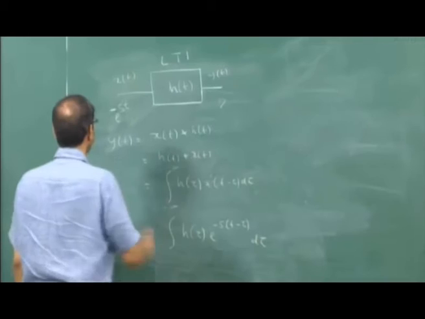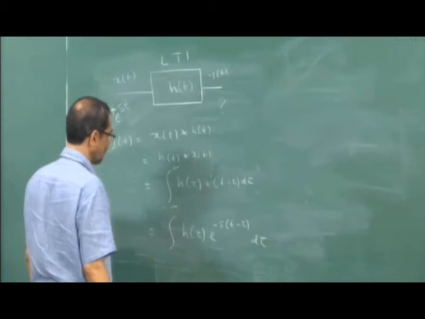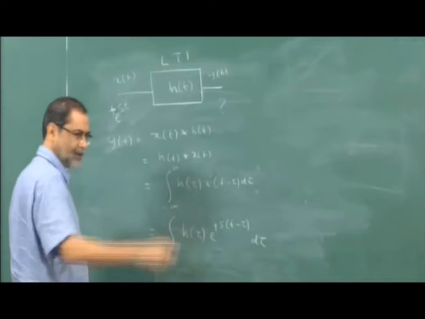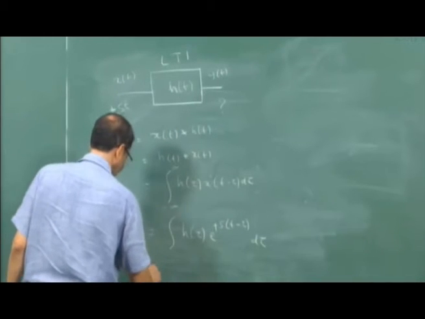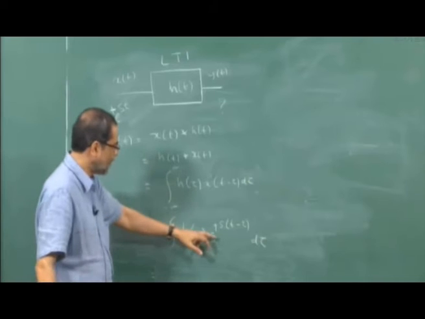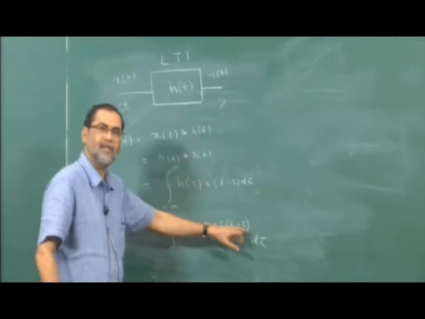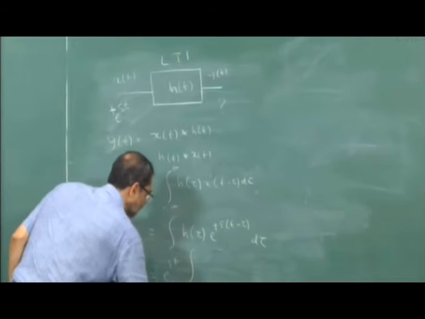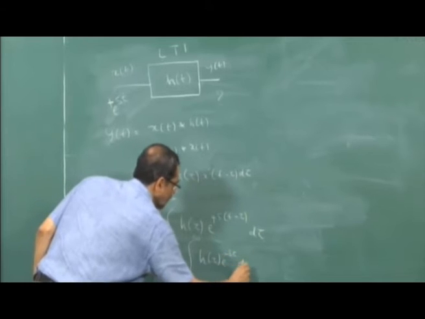I think I should have been careful with e to the power of st, because now I'm seeing that strange things are happening. So I'll show e to the power of st as the input, and e to the power of s times t minus tau. I have to go and change my slide there. I was not very careful when I prepared that. Now you see this is e to the power of s t into e to the power of minus s tau, so e to the power of st can come out. So I have e to the power of st times the integral from minus to plus infinity of h of tau e to the power of minus s tau d tau.